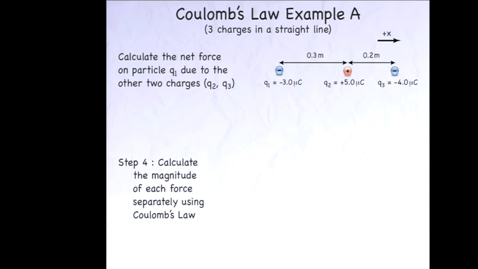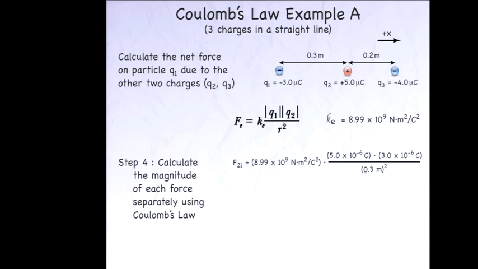Okay, so now what we're going to do is calculate the magnitude of each force separately using Coulomb's law. This starts to get at the idea of superposition, that we can break things down and look at things pairwise, and then we'll add them up at the end. So let's start by writing out Coulomb's law, because we know that we're going to be using that. And we're going to look at the force on 1 due to just 2. We're going to pretend this guy isn't here.